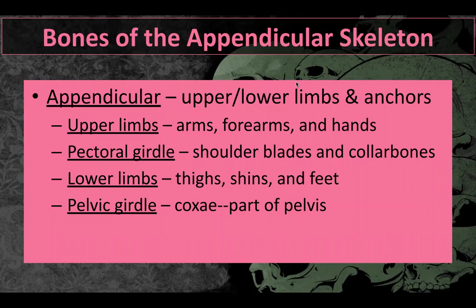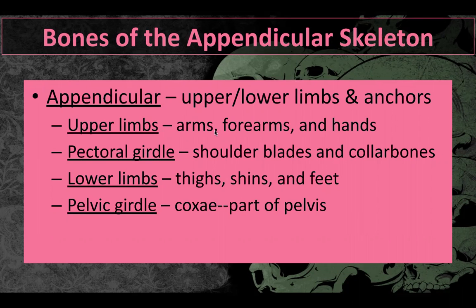In this video, I'm going to walk you through the bones that make up the appendicular skeleton. This is the second half of what we started last week when we were doing the axial skeleton, so the skull, the thoracic cage, and the vertebral column. Now we're going to talk about the upper and the lower limbs, as well as their anchor points, aka the pelvic and the pectoral girdles.